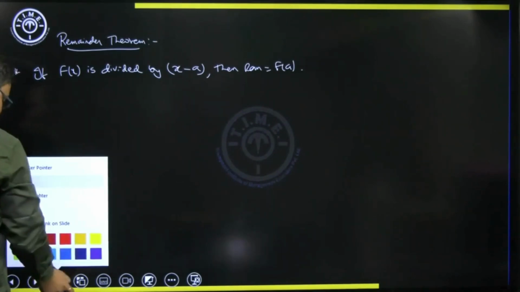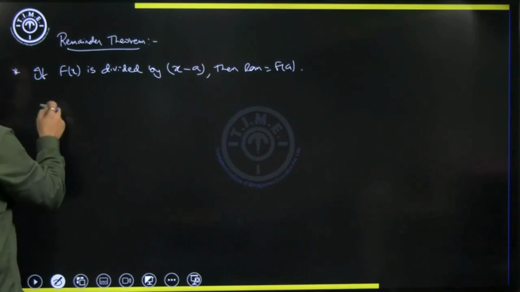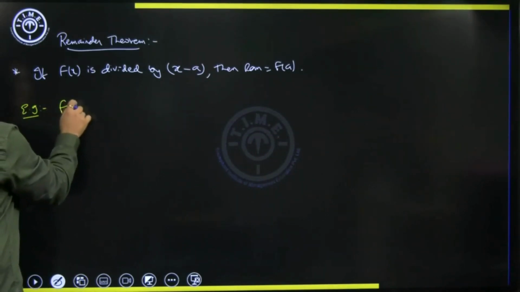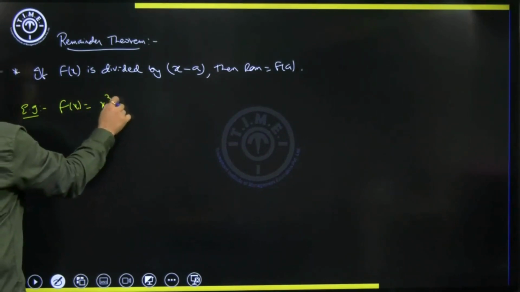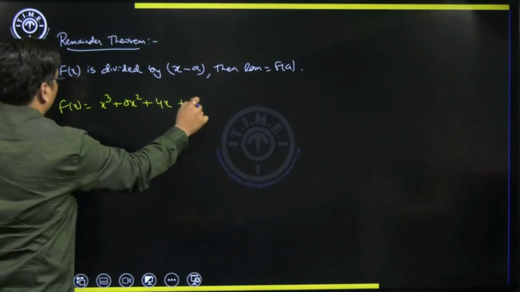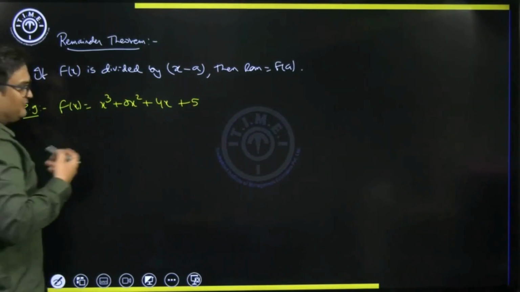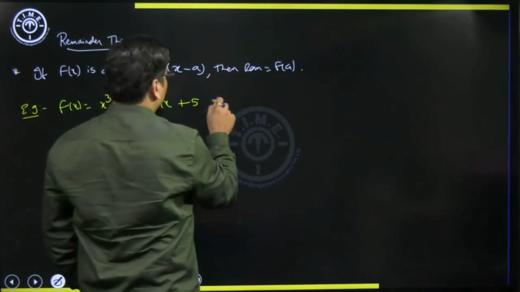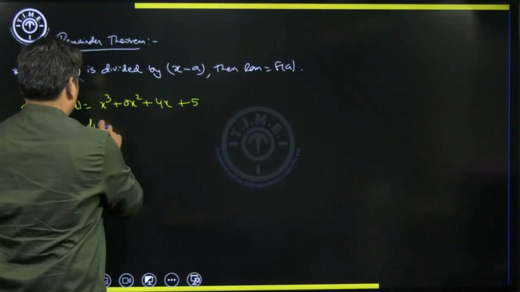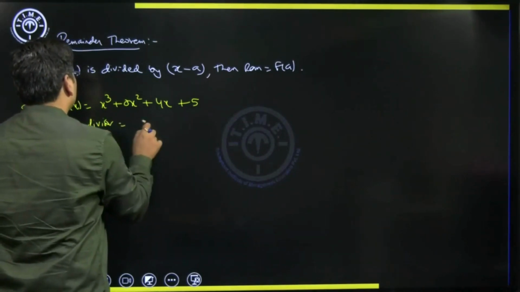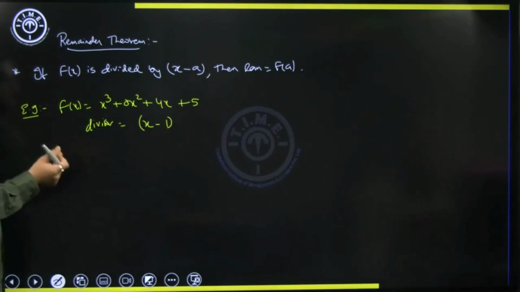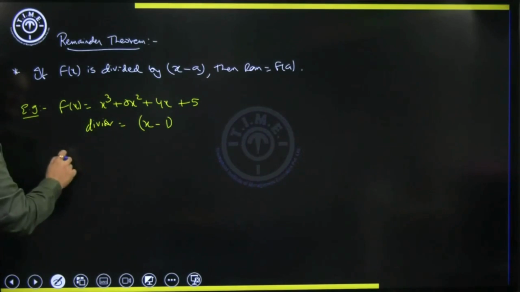As an example, say f of x is x cube plus 3x square plus 4x plus 5, and we have to check what the remainder will be when this is divided by x minus 1. How do we do it? The regular way is you divide this polynomial.